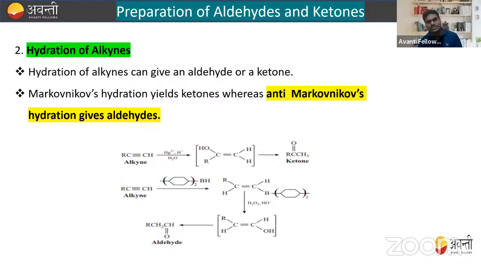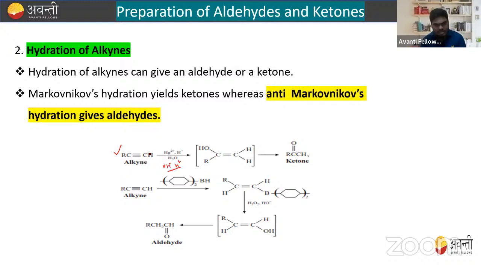So let's see how this takes place. We have an alkyne here, right? R-C triple bond C. Now it is treated with Hg2+, H+ in the presence of water. This water, we know, we can write as OH negative, H positive.